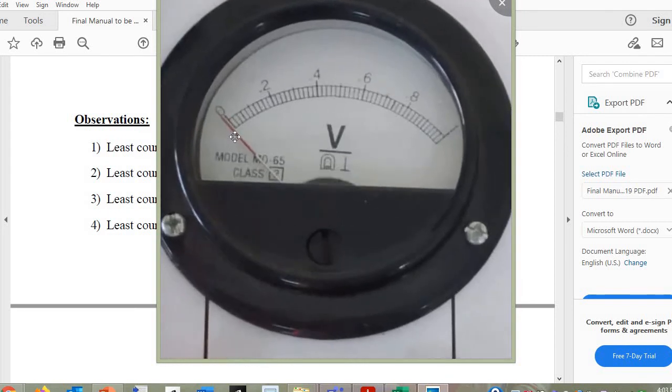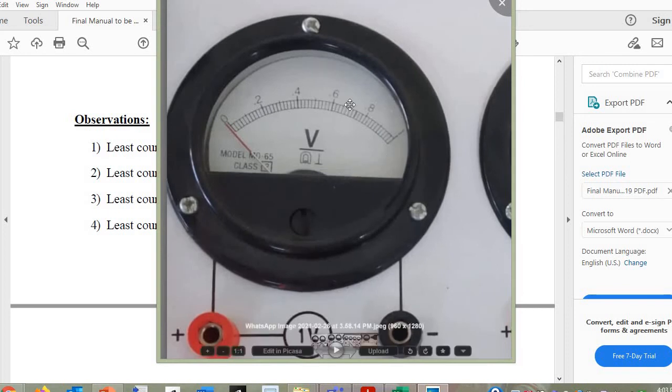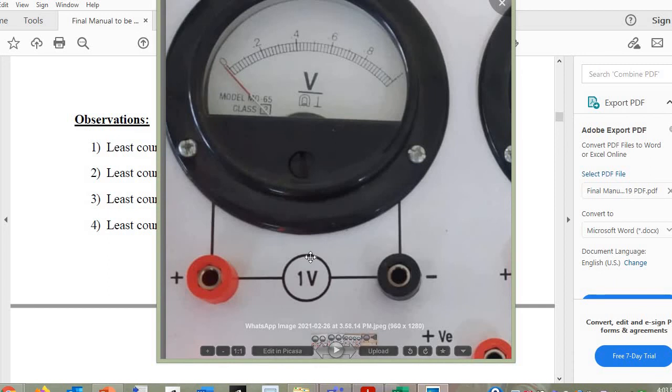Maybe due to the clarity of the picture it is not visible that a point is provided over here, but below the voltmeter it is written 1 volt, meaning this scale has 1 volt as the maximum, or the highest reading for this particular meter. The first point will be 0.2, then 0.4, 0.6, 0.8, and in between any two readings mentioned on the scale, there will be 10 divisions.